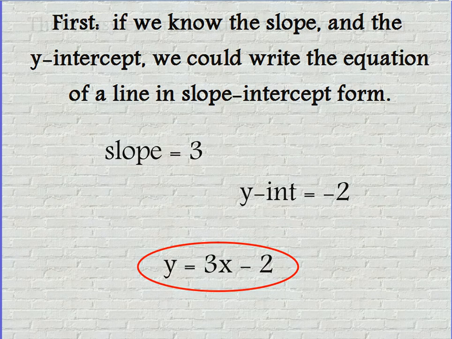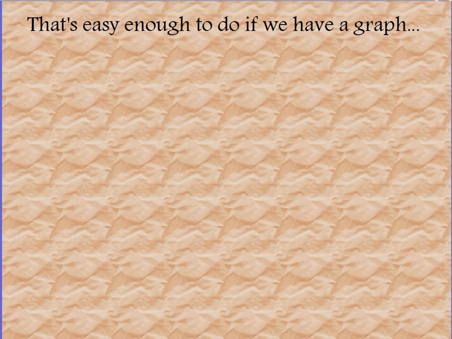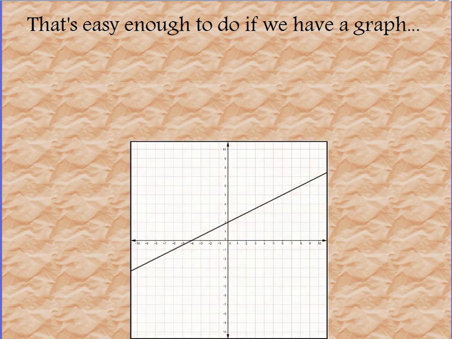That makes it easy to do if we have a graph, because in a graph it's very easy normally to find the y-intercept and the slope. For instance, here I have a graph and I can see right off that my y-intercept is at 2.